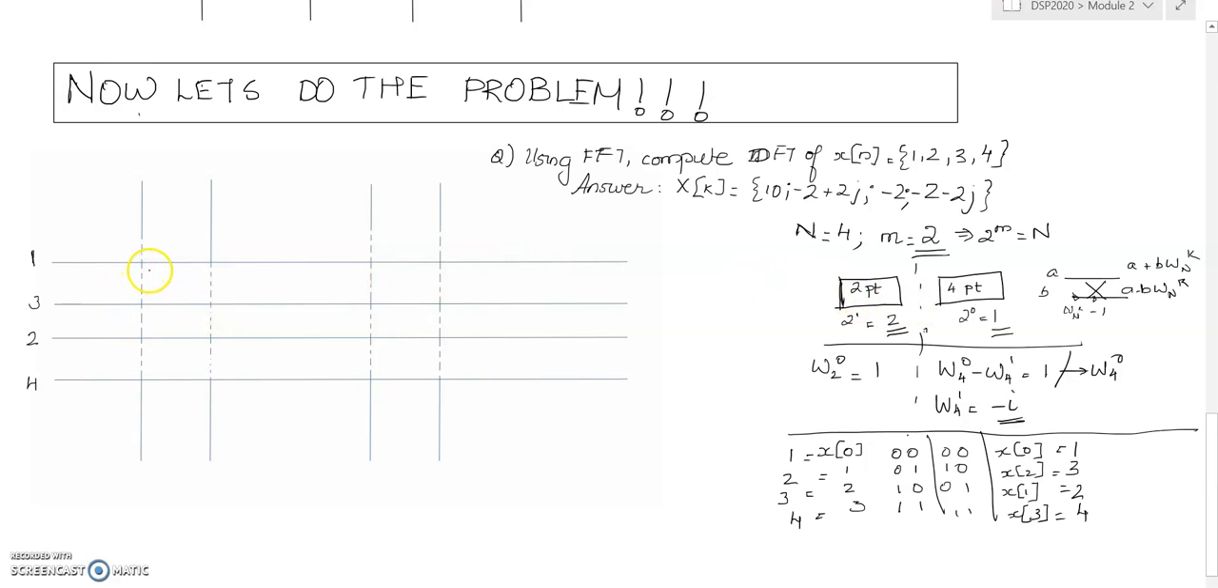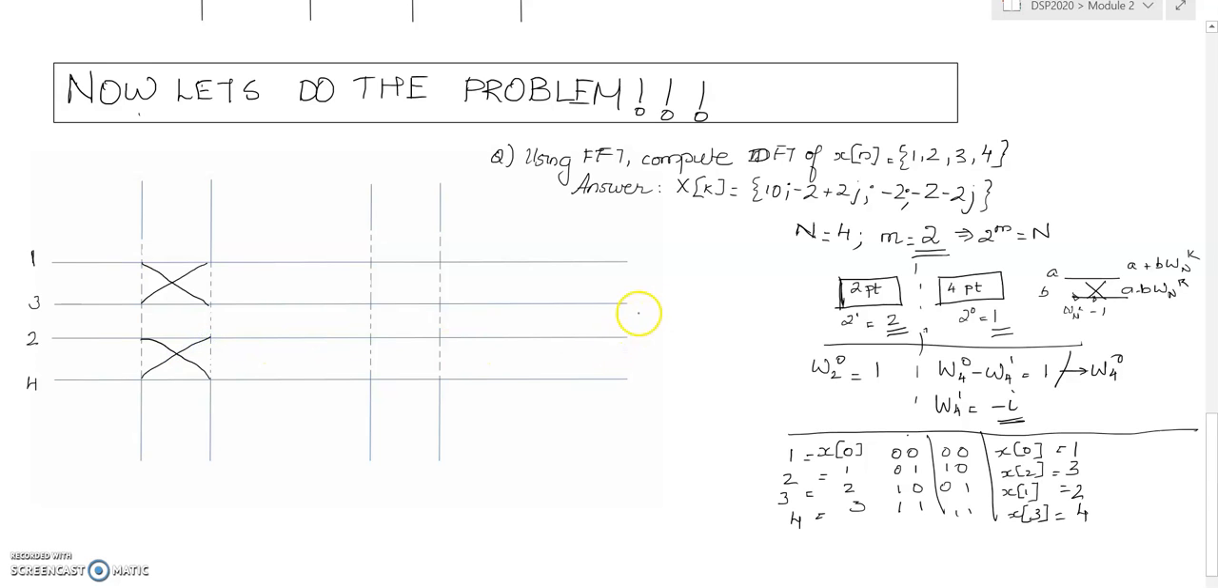So what happens here is we need to perform the butterfly diagram, and I'll be doing the stage 1 butterfly over here. So I'll be combining these two, and I'll be combining these two. So this is what happens here.